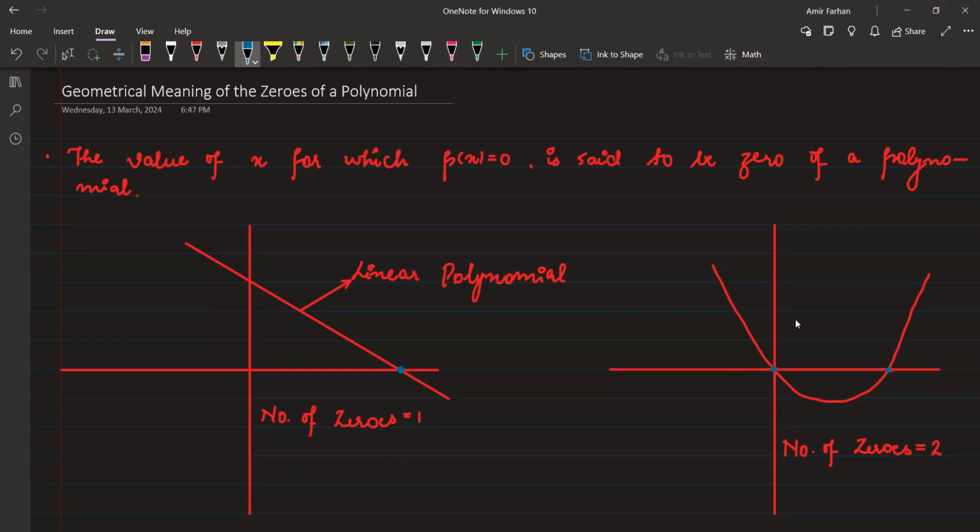So if this is a graph in which the intersection points are 2, how many zeros will there be? 2. So what kind of polynomial is this?